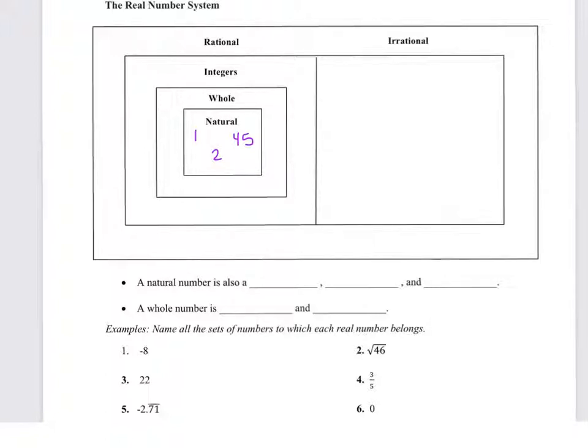All examples. Now let's discuss whole numbers. So a whole number is a natural number that includes 0.